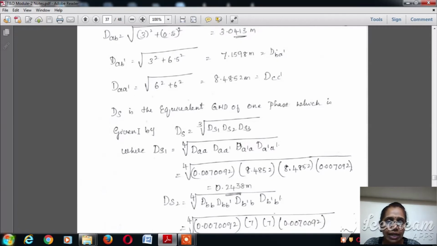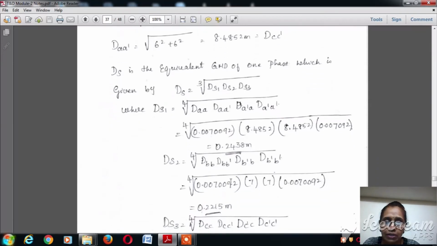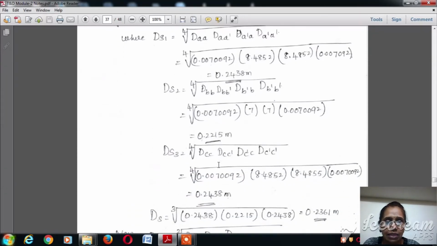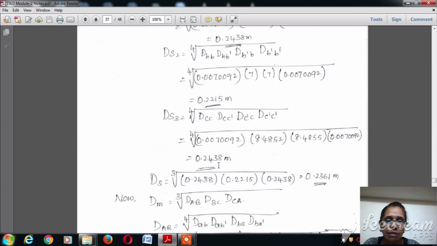Now Ds is nothing but the equivalent GMR of one phase, which is given by Ds is equal to cube root of Ds1 into Ds2 into Ds3. Now Ds1 is nothing but pertaining to the conductor A, the fourth root of DAA, DAA dash, DA dash A, DA dash A dash. We know the values, substitute, and then similarly calculate Ds2 with respect to the conductor B, calculate Ds3 with respect to the conductor C, and find out what is Ds1, Ds2, Ds3.